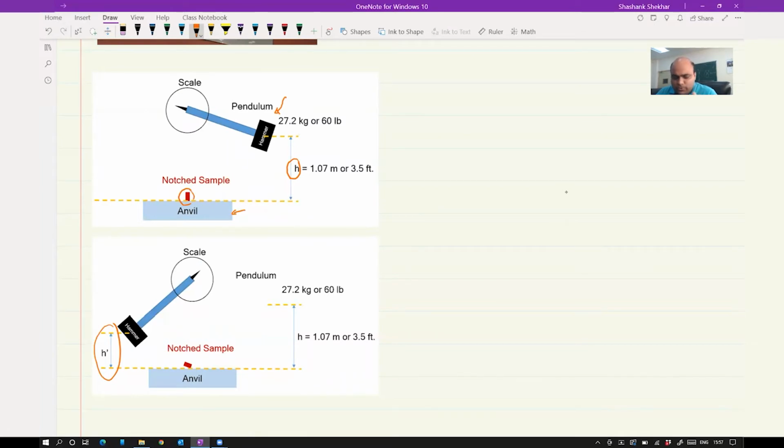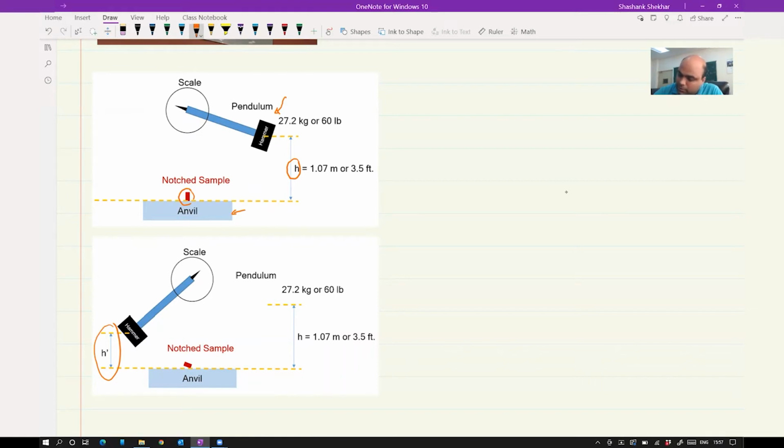That means some of the energy has been lost. One of the ways to lose the energy is friction, air friction, right? But some of it will also be lost by imparting energy to the sample, which will lead to the fracture, isn't it? Okay, and that is what we measure.